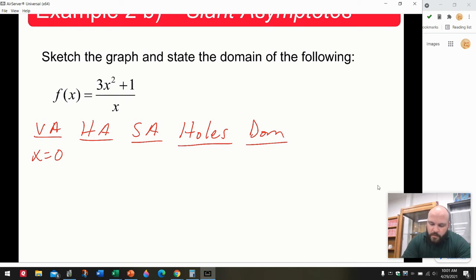Horizontal asymptote, we look at the degree of the numerator and the degree of the denominator. 2 is bigger than 1. So because 2 is bigger than 1, the top is bigger than the bottom. There is no horizontal asymptote. But because the top is exactly 1 bigger than the bottom, there will be a slant asymptote. And we need to find that slant asymptote by doing division. So we'll take 3x squared plus 1, and we'll divide it by x.